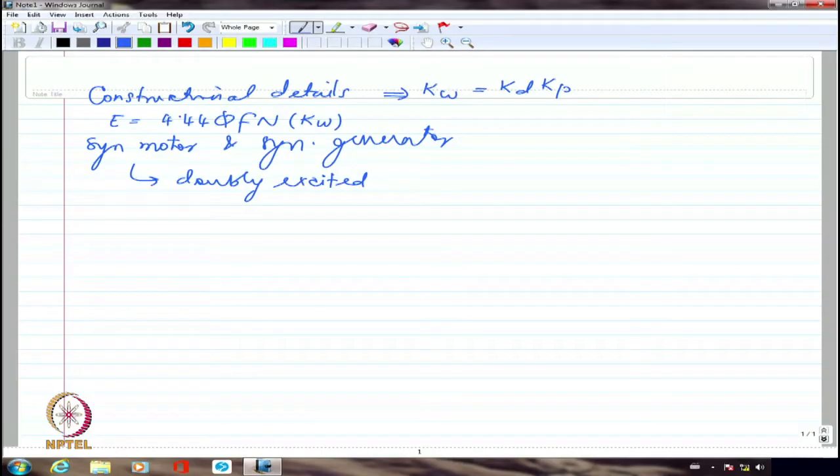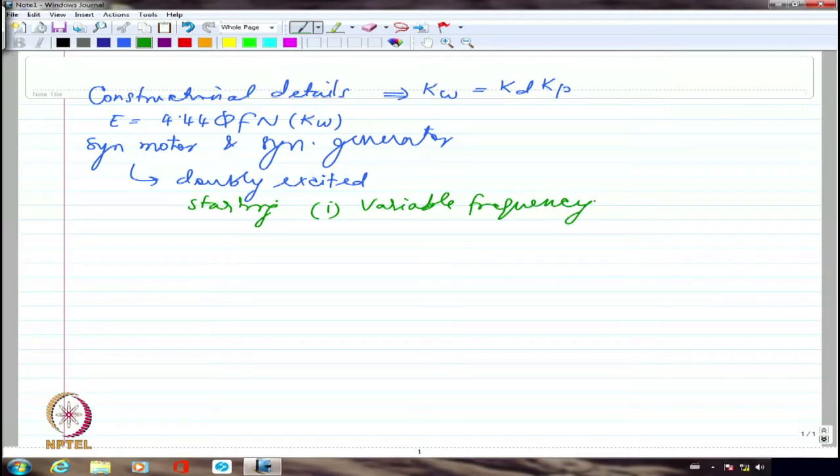So, if at all I am trying to start it, I have to start it in all probability with two methods. One may be using variable frequency, wherein I am going to give sufficient time for the rotor to catch up with the stator revolving magnetic field. The stator revolving magnetic field is going to probably rotate initially at 1 RPM or less. Then it is going to slowly increase in its speed, because of which the rotor can be dragged along. That is what is going to happen in variable frequency starting.